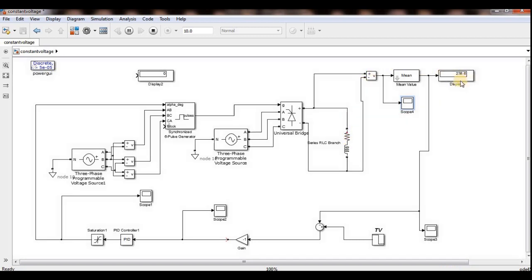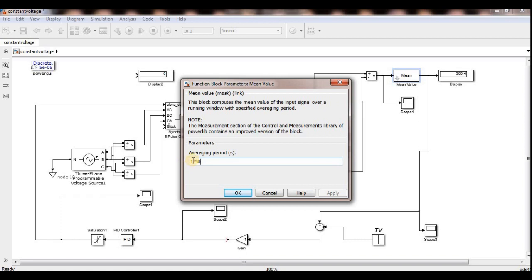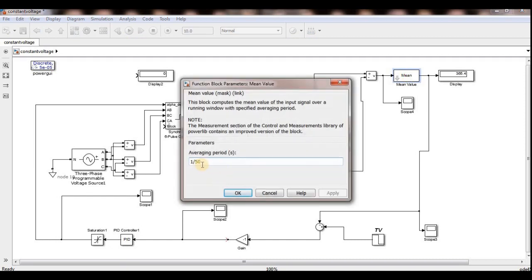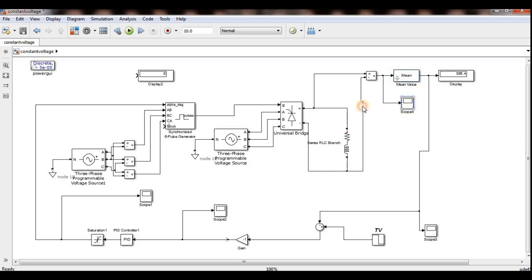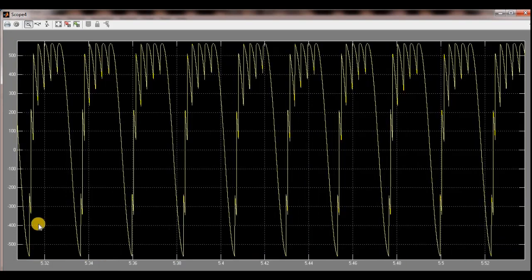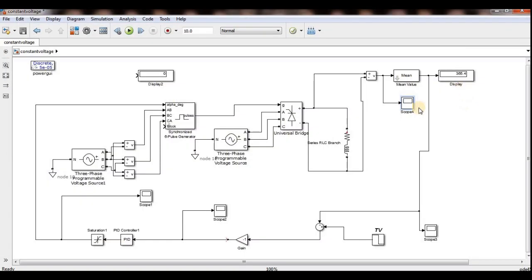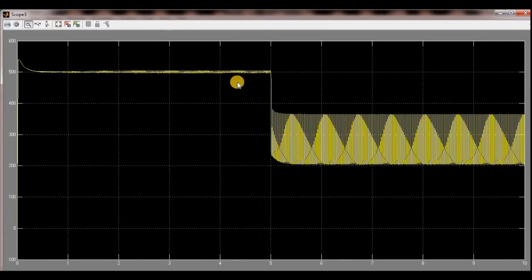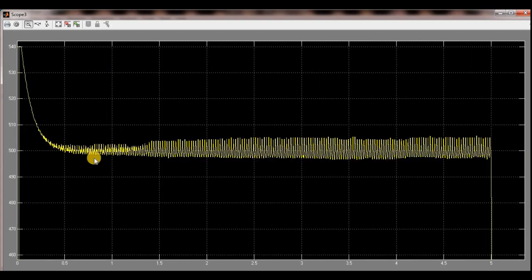And my output also depends on the pulses, like the average period I have taken is 1/50 because 50 is my frequency. But it depends on many things, because actually I have to take 6 times the frequency, 50 into 6, but 50 is also sufficient. And see, this is my fluctuating DC. Here you can see my fluctuating DC, negative and positive. But here I can see only some constant compared to the previous one, because I am taking the mean value.